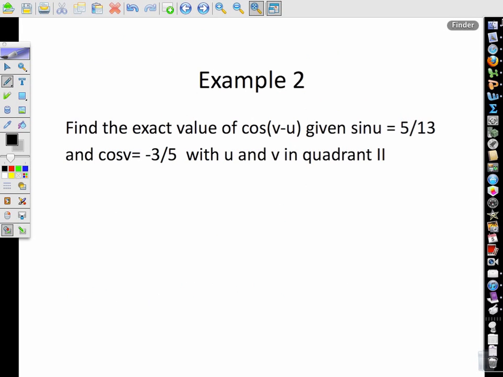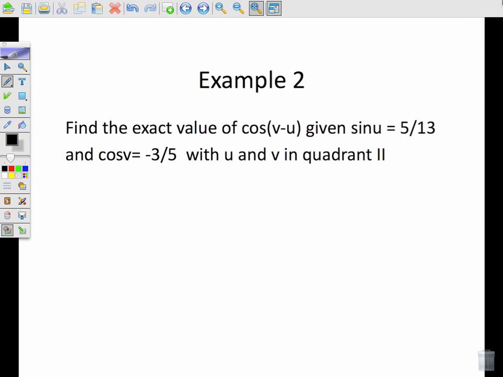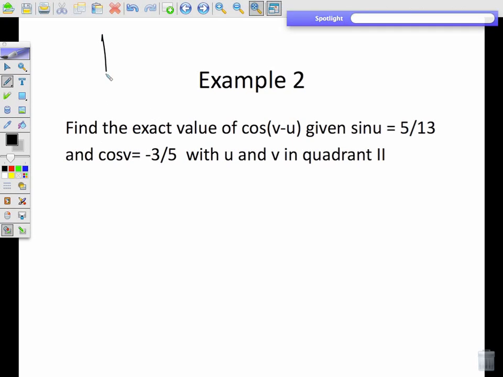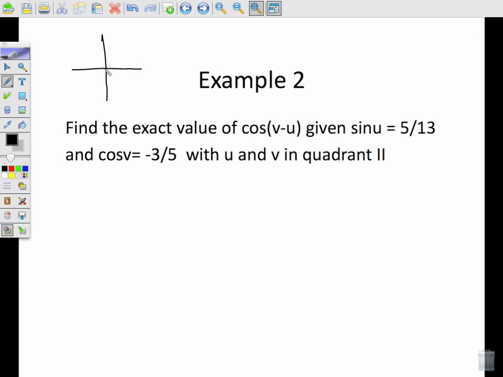All right, example 2, it says find the exact value of cosine of v minus u. So you can use any letters, any variables for your angles. Given the sine of u is 5/13 and cosine of v is negative 3/5, u and v are in quadrant 2. All right, let's put our angle of u here in quadrant 2. This is going to be angle u. And we're going to put angle v here in quadrant 2.